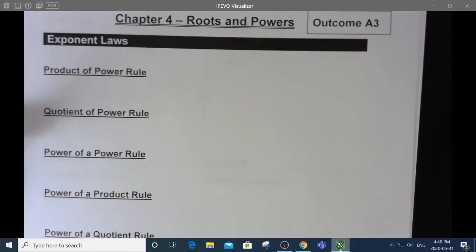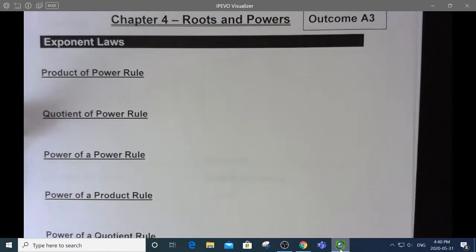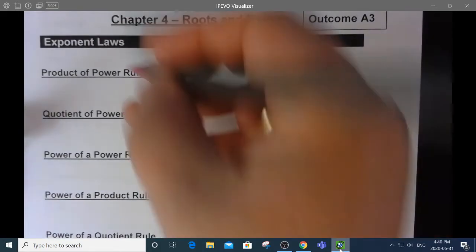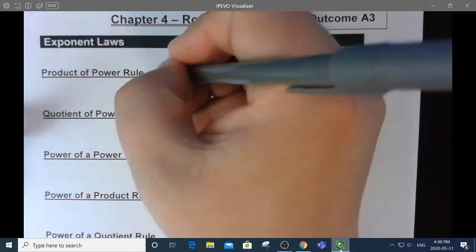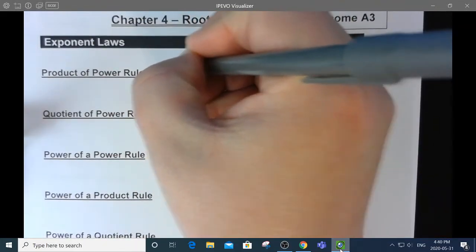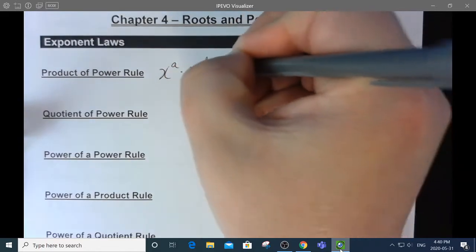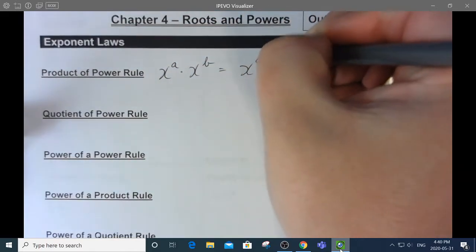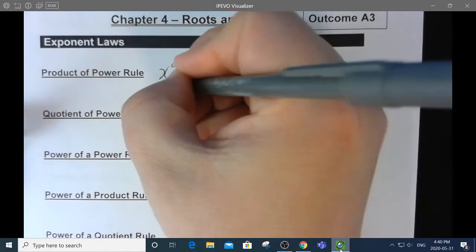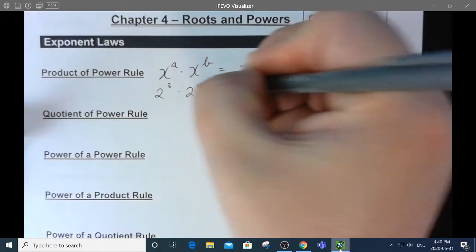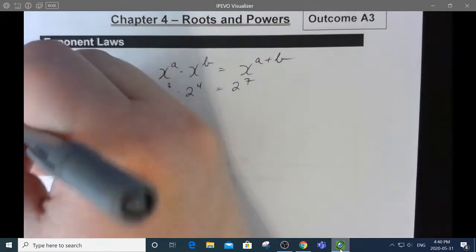The product of a power rule is basically what we'd usually just call the product rule, which says that if I have that base to this power and then that base to that power, it's really just add the exponents together, right? Say, for example, 2 to the 3 times 2 to the 4, that'd be 2 to the 7. So there's the first one.